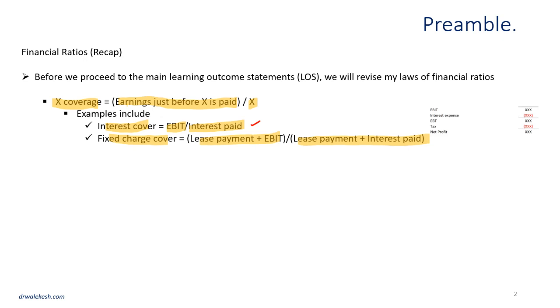As far as interest cover is concerned, let's look at our financial statement. I have an excerpt from a financial statement here. What do we have just before interest is being paid? What we have just before it is EBIT. So if it is EBIT we have just before it, then our interest cover will be what? EBIT over the interest paid.